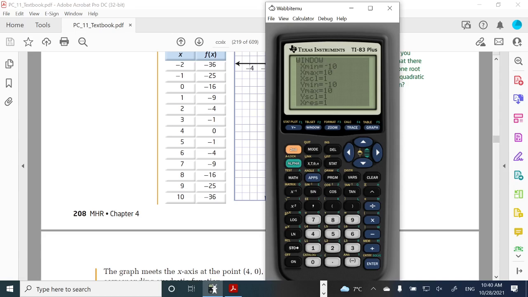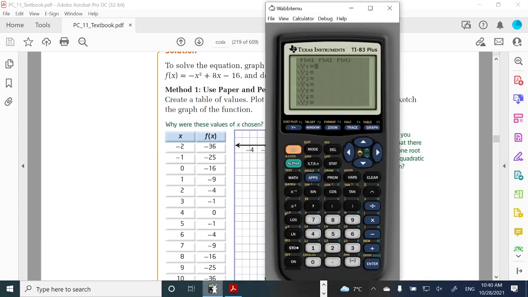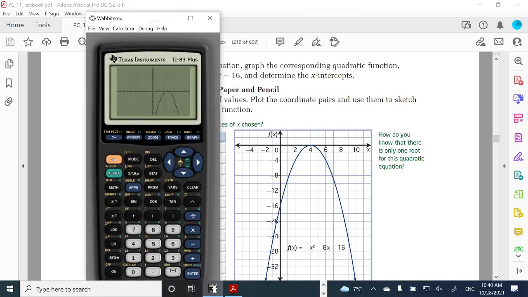And now let's enter the equation. What was it again? That's how good my memory is. Oh yeah, it was -x squared, right. -x squared plus 8x minus 16, and then hit graph, and there it is. There's my parabola. Let's compare it. Does it look like the one they drew?